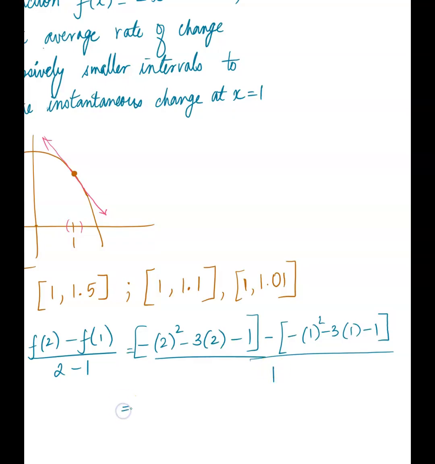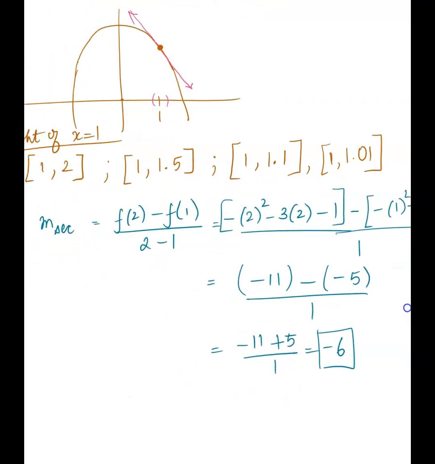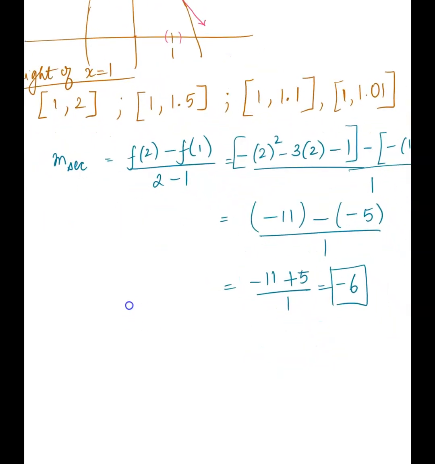So you compute this, and what we get on the top is negative 11 minus negative 5, all over 1. So it's negative 11 plus 5 over 1, which is negative 6. When you took the interval 1 to 2, you got negative 6. I'm going to allow you to pause the video and compute it on your own for each one of them, and then you can come back to see what the answer would be.